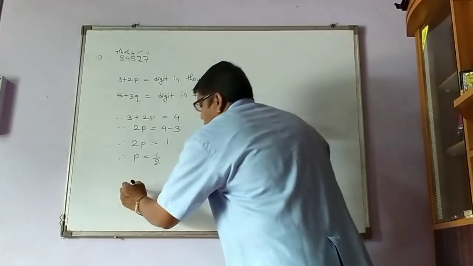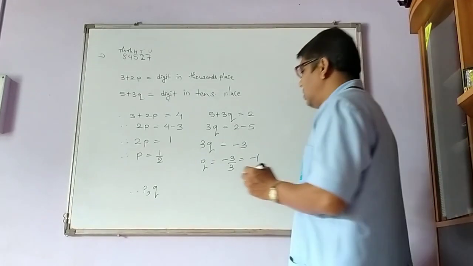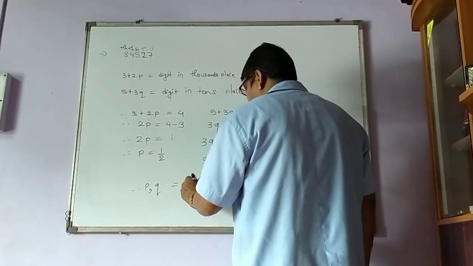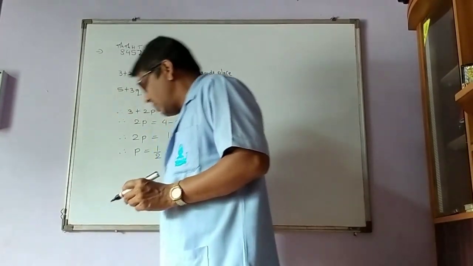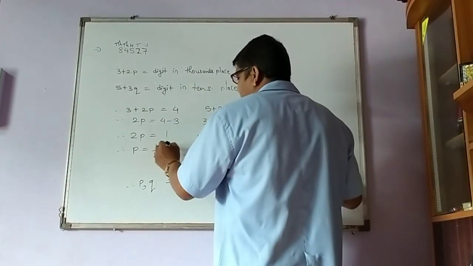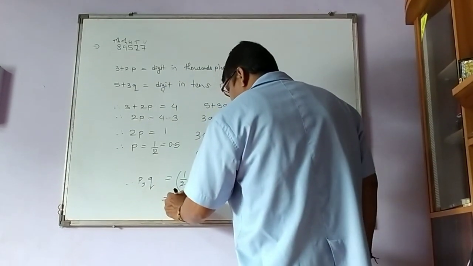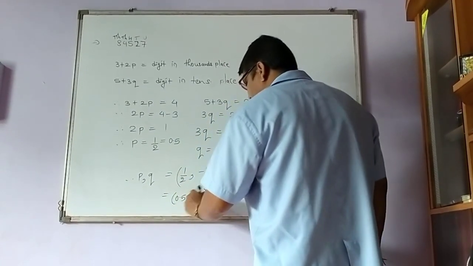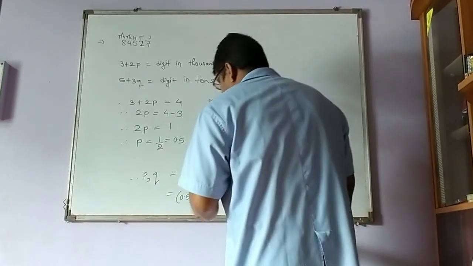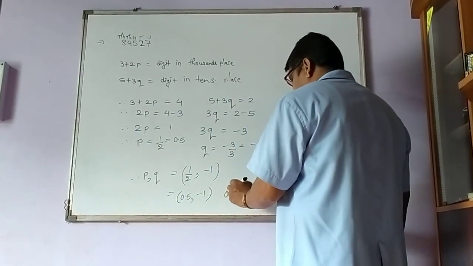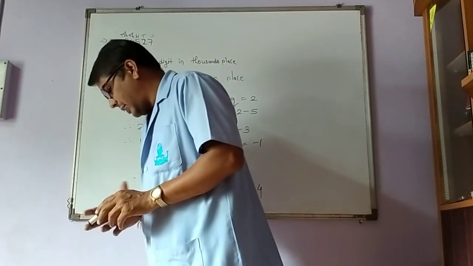Now, the values are expected in this order only. First value of p and then value of q. So half comma minus 1. So which option shows that? But value of half is not given. Half can be written as 0.5. So this will become 0.5 comma minus 1. And so the fourth option is correct. Option 4. Okay, so option 4 is the correct answer.